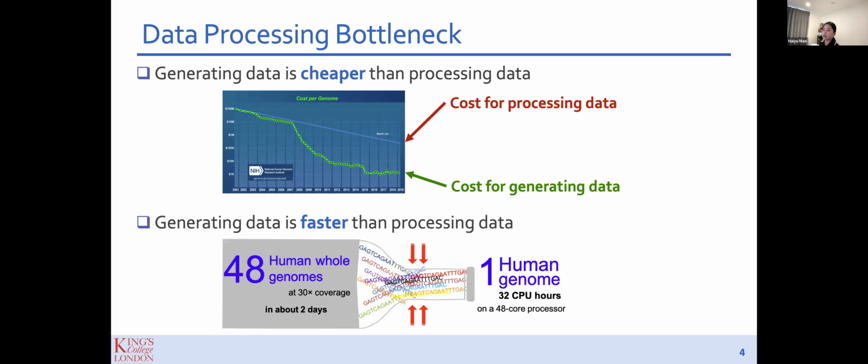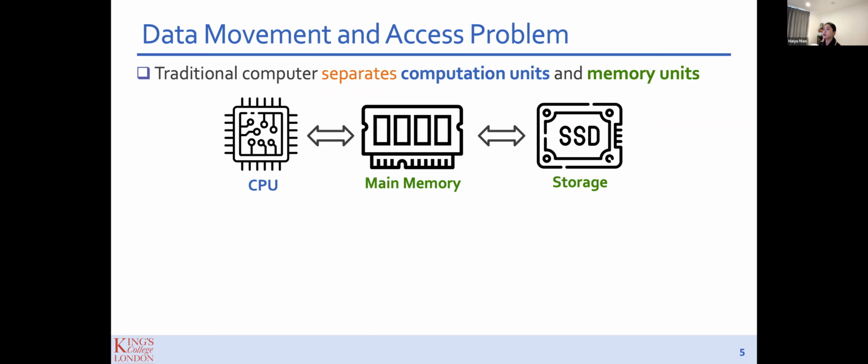Here is another example for genome analysis. Generating the genome is much faster than doing analysis on this data, right? So basically, this summarizes the data processing bottleneck nowadays, which is that generating data is cheaper and faster compared to processing data.